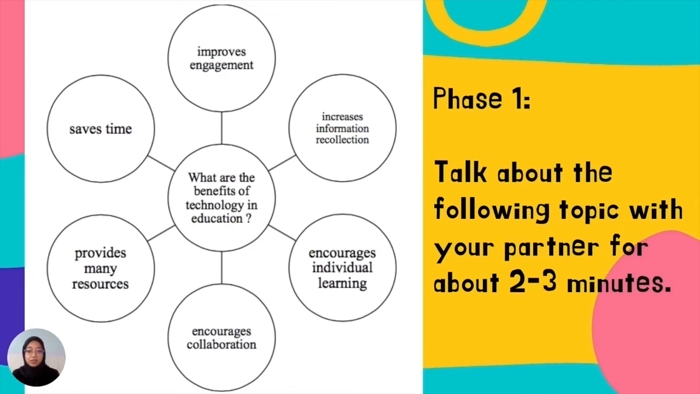And 6 content points. Number 1, saves time. Number 2, improves engagement. 3, increases information recollection. 4, encourages individual learning. 5, encourages collaboration. And 6, provides many resources. You and your partner should divide the points equally, which means each of you will talk about 3 points.